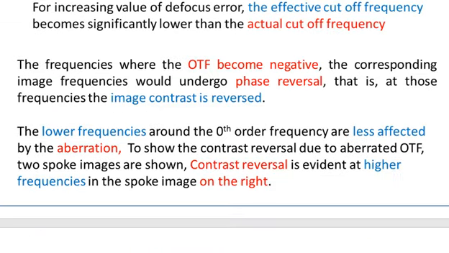So the lower frequencies are not much affected by the inclusion of defocus error. The lower frequencies around the zeroth order frequency are less affected by the aberration. To show the contrast reversal due to aberrated OTF, two spoke images are shown. Contrast reversal is evident at higher frequencies in the spoke image on the right.